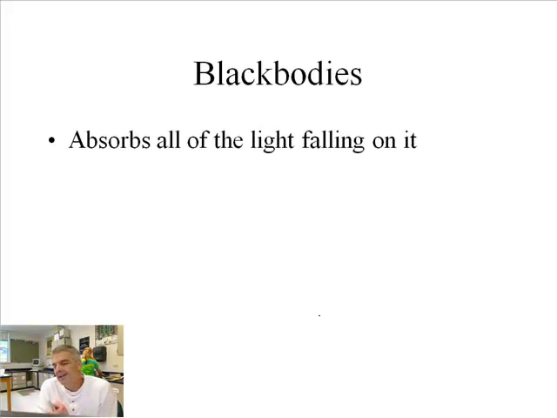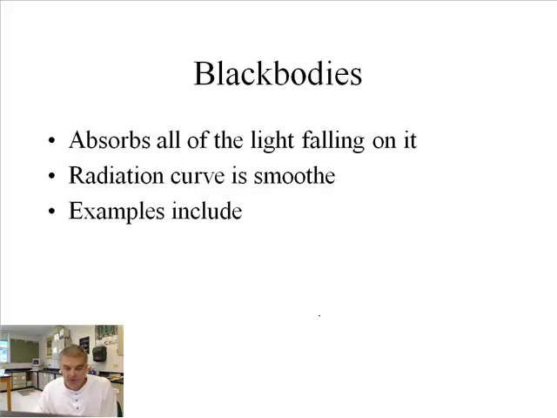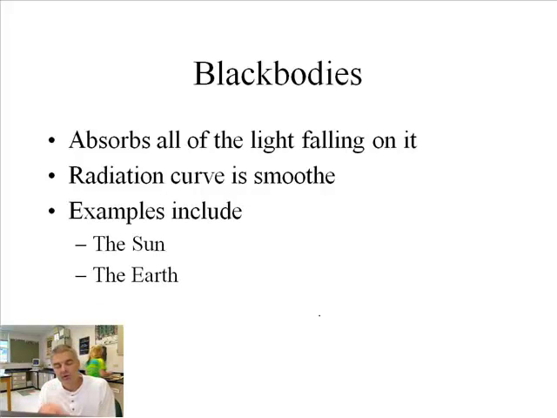And the last thing I want to talk about today is something called a black body. What's a black body? It's something that absorbs all the light falling on it, and that makes the radiation curve smooth. That radiation curve that we saw with Wien's law, that's the curve we're talking about. Examples include the sun and the earth.